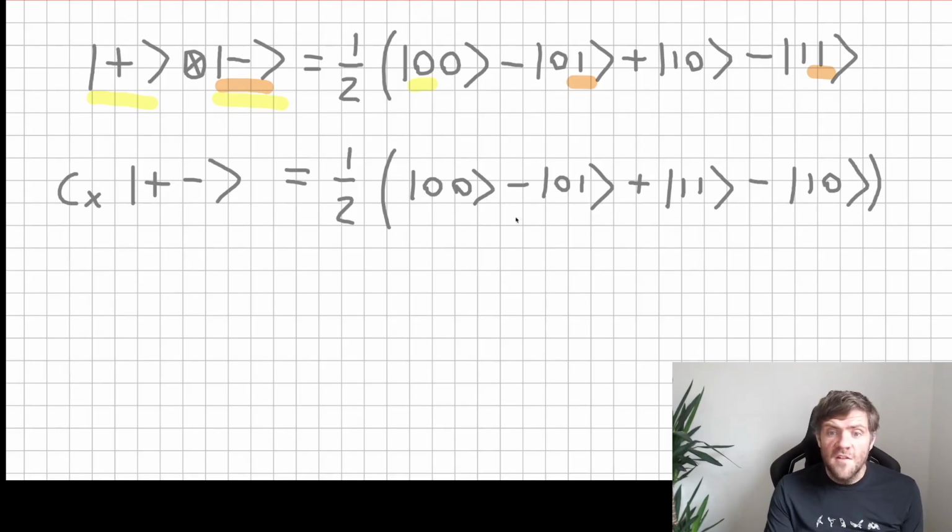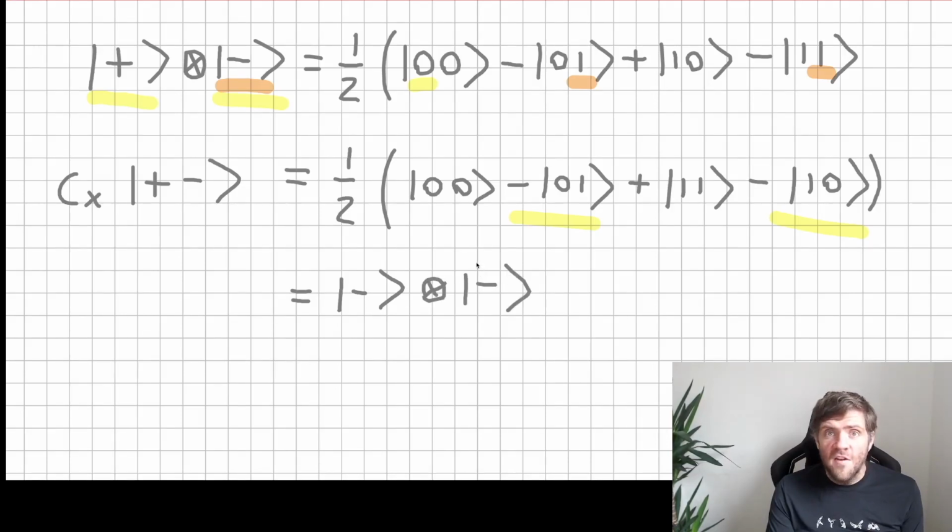Now we see we get the minus phase here and here, and that is exactly what you would find if you were to take the tensor product of the minus state with the minus state.